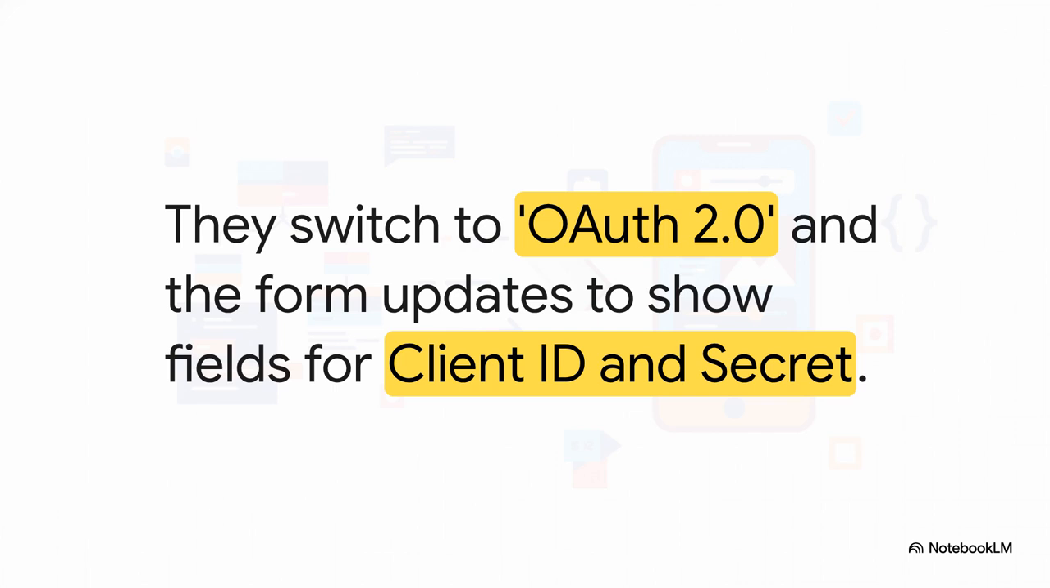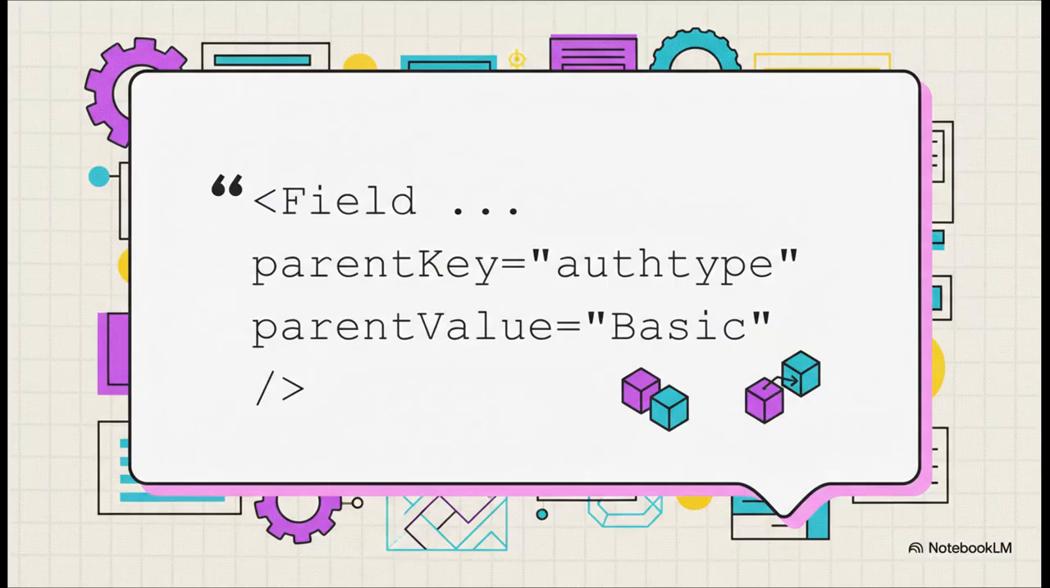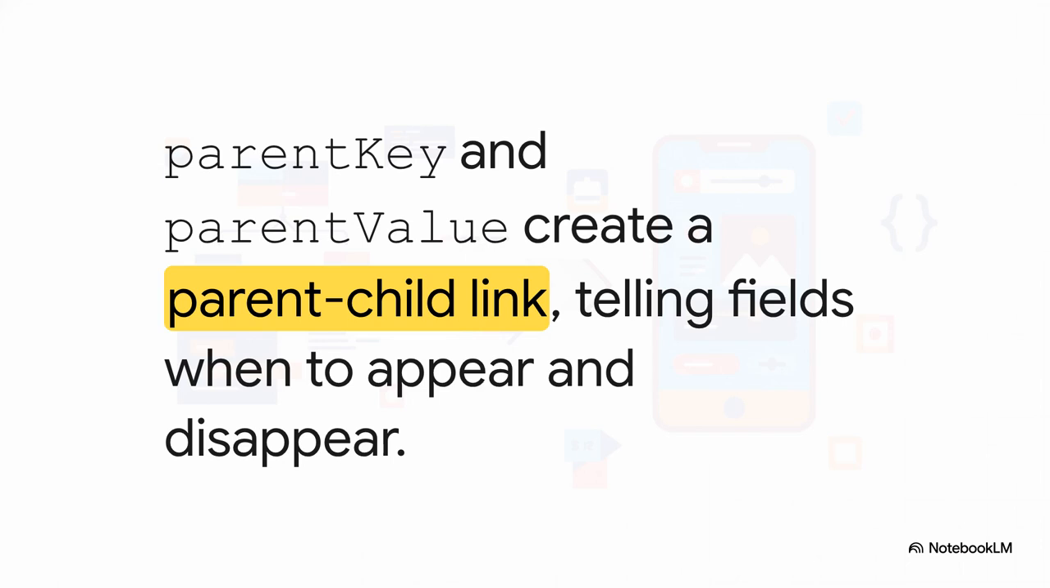So how did it do that? Well, here's the secret. It is not magic. It's just two more attributes in our blueprint. Take a look at the code here for that username field. See those two extra instructions, parent key and parent value? This is the whole trick right here. The parent key equals auth type part is like telling the username field, hey, I want you to watch the authentication type field. Then parent value equals basic tells it, and I only want you to appear when that parent field has the value basic. It's a simple parent-child link written right into our blueprint that creates this incredibly powerful, dynamic experience for the user.